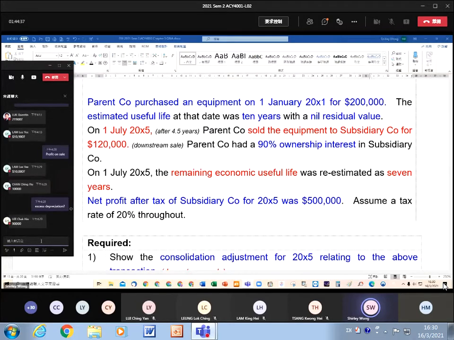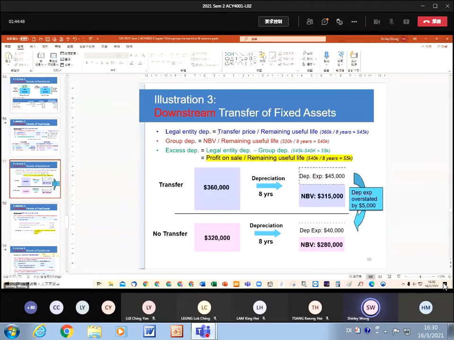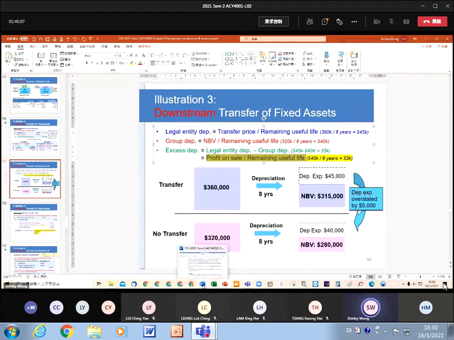Do any others have other figures? What is the amount of excess depreciation? Remember, when you calculate excess depreciation, the individual company will use the transfer price divided by the remaining useful life. From the group angle, it should be net book value divided by the remaining useful life. And for the shortcut, you do not need to calculate 2 figures. Instead, you can use profit on sales divided by remaining useful life. So what will be the amount for this case?